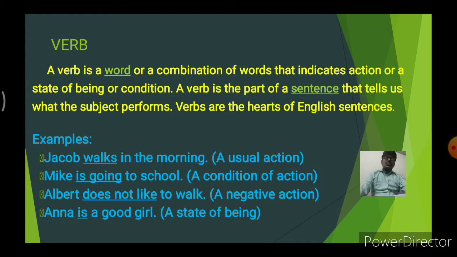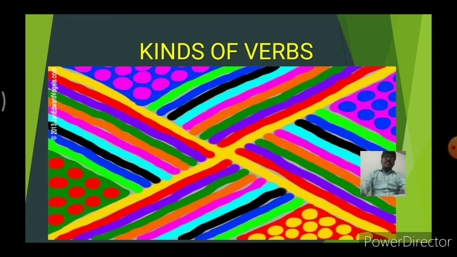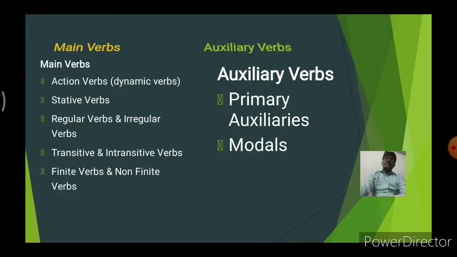And here, types of verbs. There are actually two types of verbs. They are main verbs and auxiliary verbs. Main verbs are classified as action verbs, which are also called dynamic verbs, stative verbs, regular verbs and irregular verbs, transitive and intransitive verbs, finite and non-finite verbs. And auxiliary verbs are primary auxiliaries and modals.